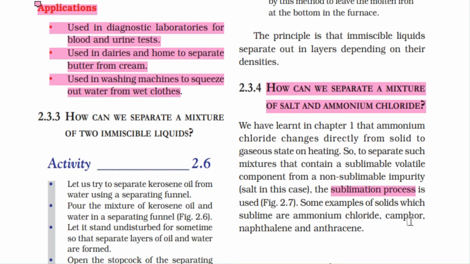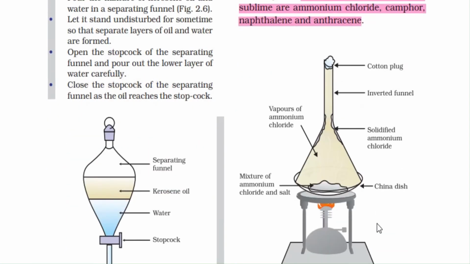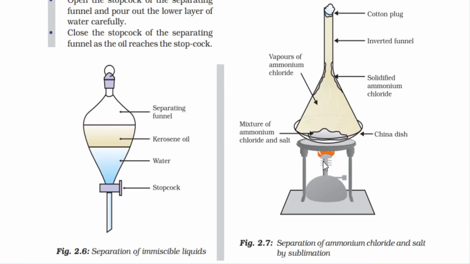Some examples of solids which sublime are ammonium chloride, camphor, naphthalene, and anthracene. These are the sublimable substances. You can see the diagram.